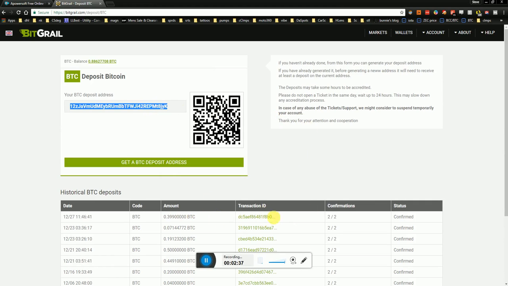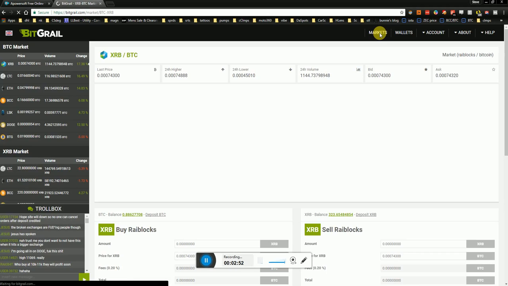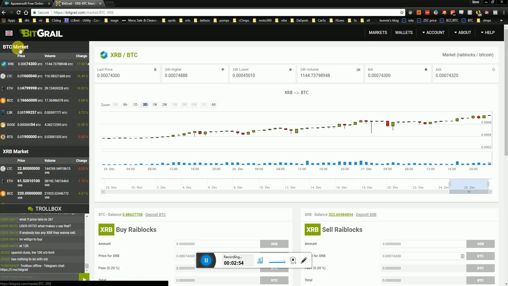It'll appear kind of down here. And once it has arrived, you can keep hitting refresh on this page until you see it has arrived. Go ahead and head over to the Markets tab by clicking Markets up here on the top of the screen. Make sure that you're on the XRB market under BTC.